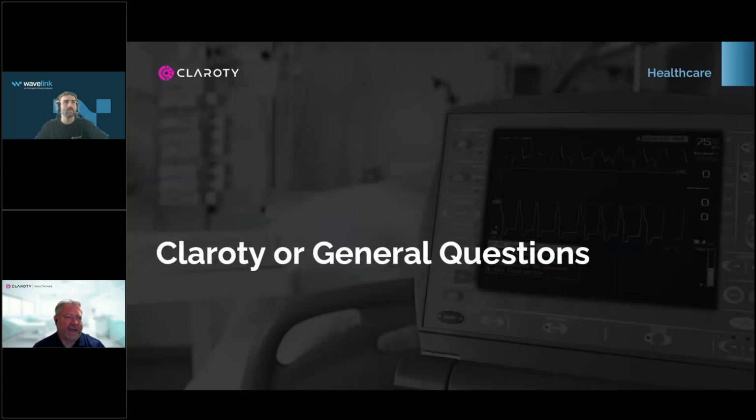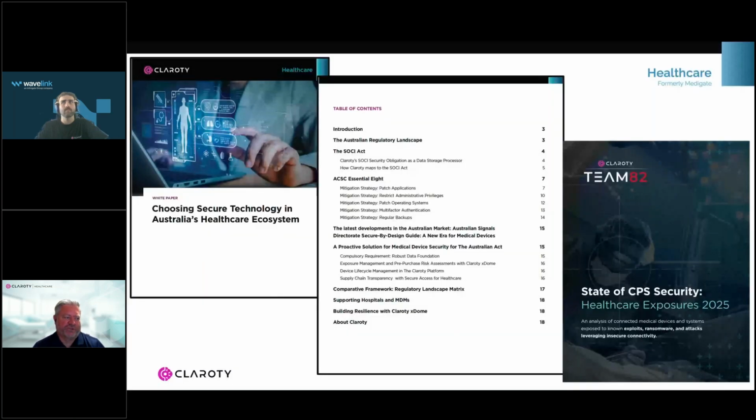And then to help today, obviously we'll send you a lot more detail around the compliance. So we've got a new white paper that we released last week called Choosing Secure Technology in Australia's Healthcare Ecosystem. It really maps out in more detail how we map to SOCI, how we help you map to Essential 8. We go through ASD, so we'll actually give you a lot more detail around the key tenets around all of those regulations and how the Clarity product applies to it.